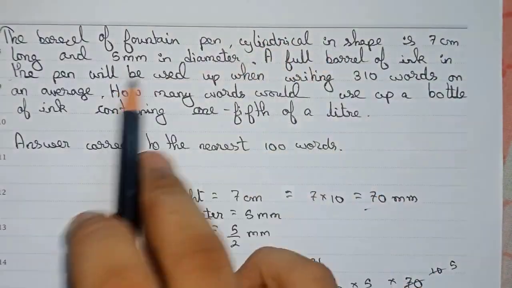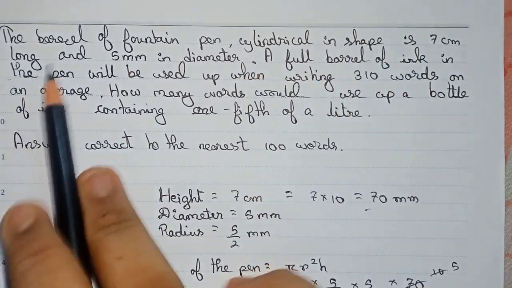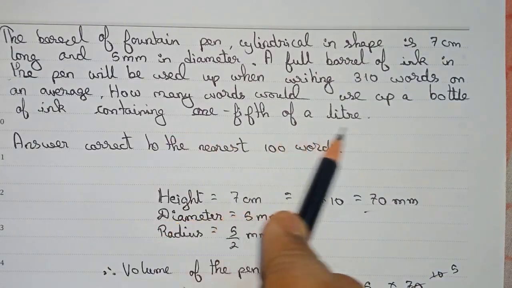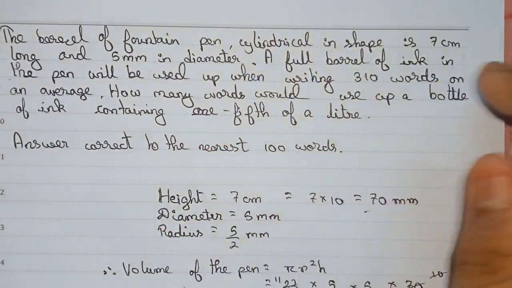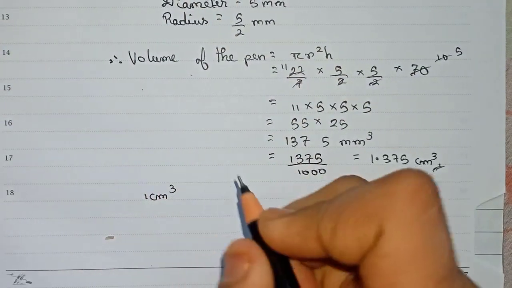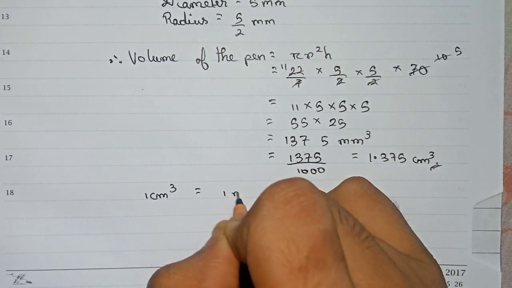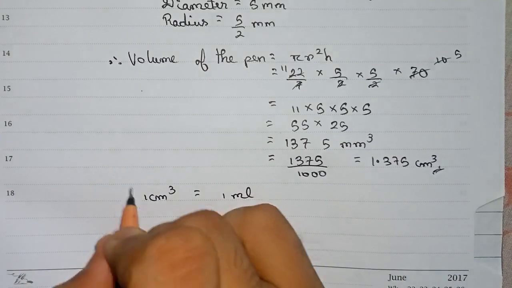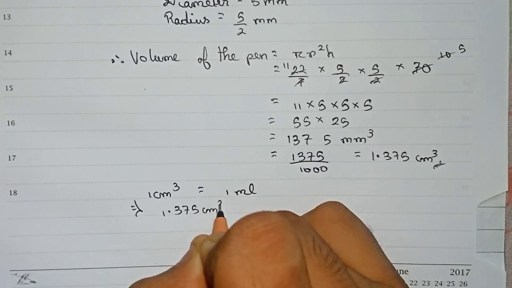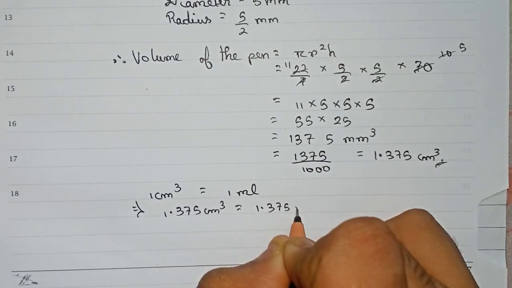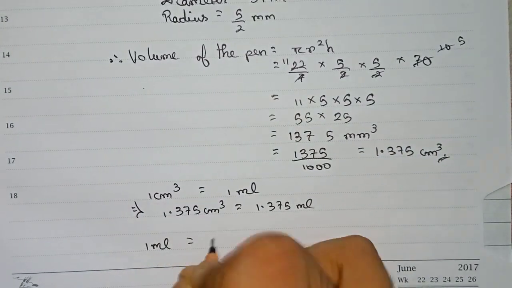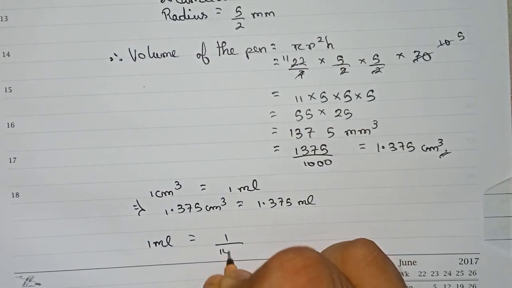And in the question it is given that a full barrel of ink will be used in writing 310 words. And also in the last it is told that we need to find out in litre. So 1/5 of a litre. So we will frame it like this. We know that 1 centimeter cube is 1 ml. So 1.375 centimeter cube will be equal to 1.375 ml. Now 1 ml equals to 1 by 1000 liter.